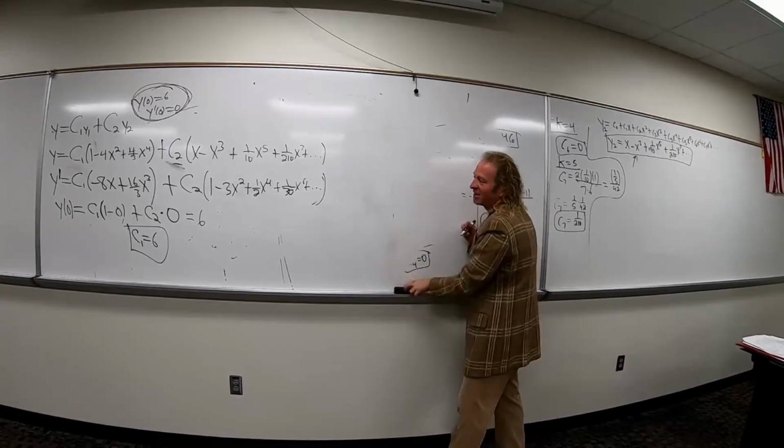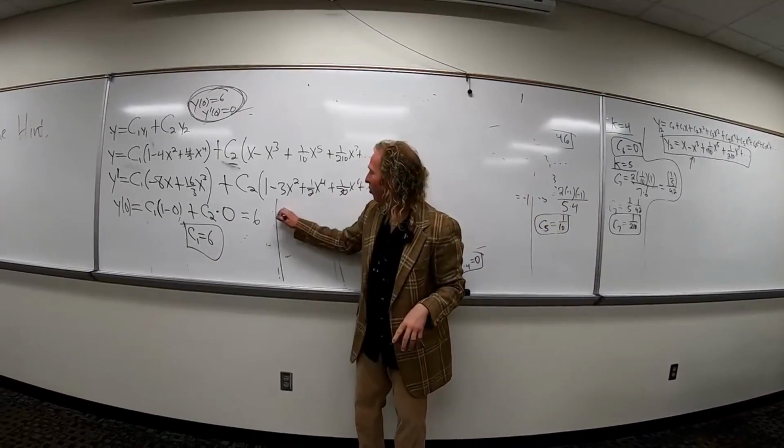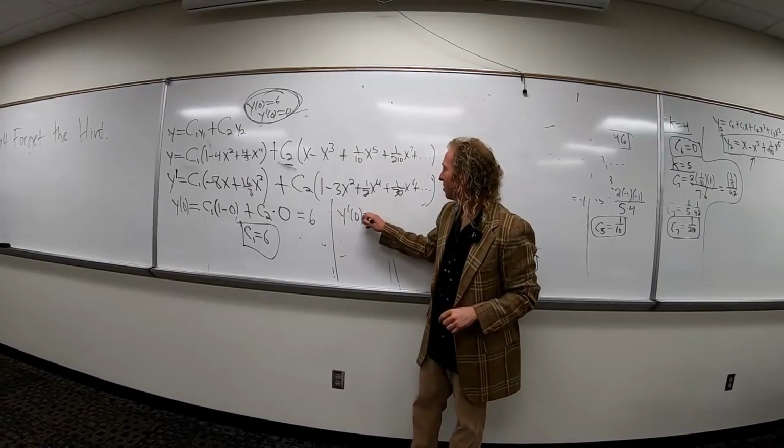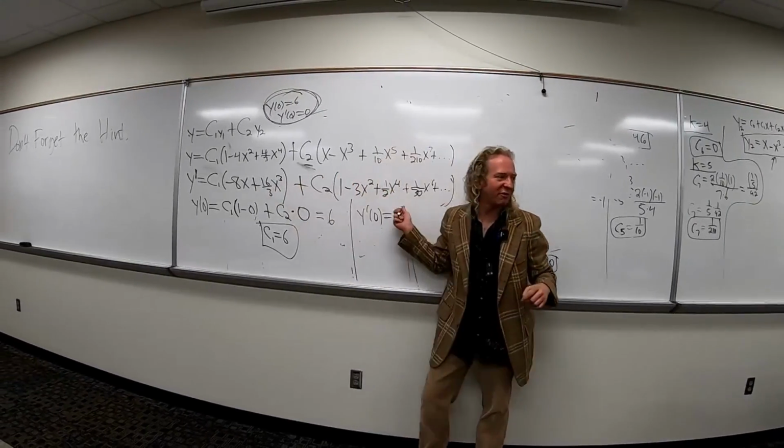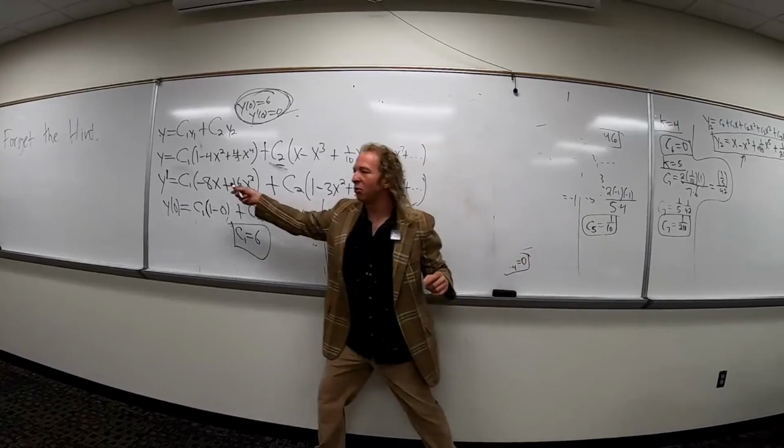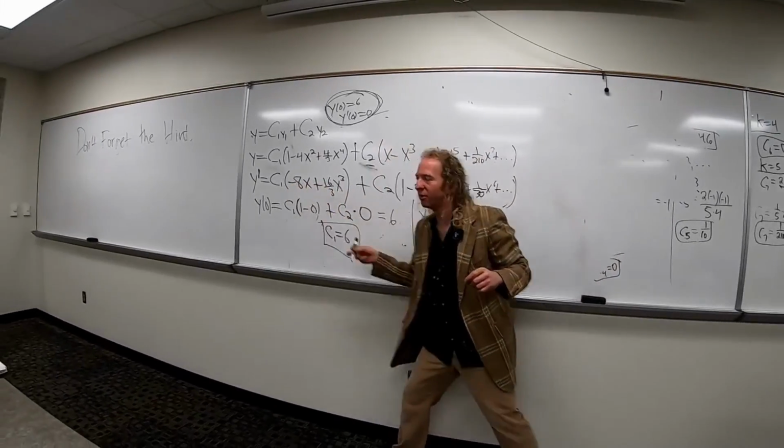All right, let's keep going. Let's find the other one. So y prime of 0. I have to plug in 0 to this one and set everything equal to 0. So it'll be C1 times 0. So all of this is 0.